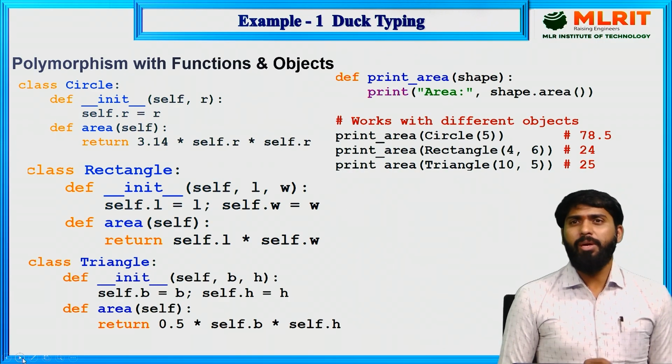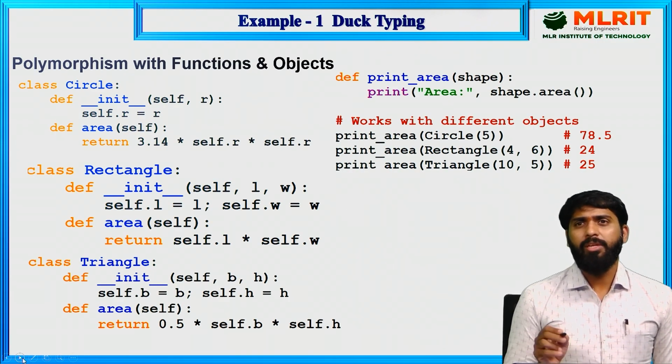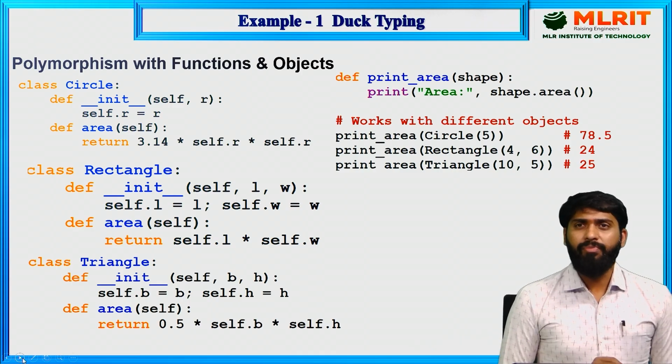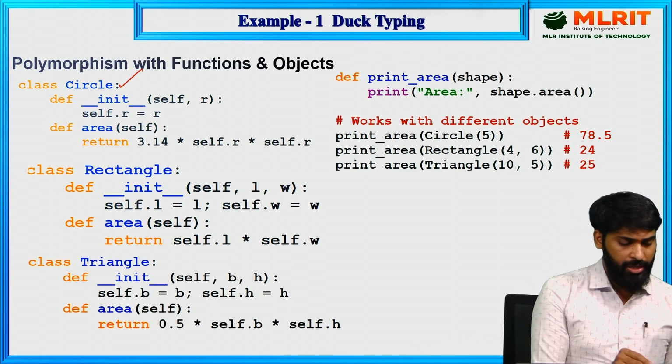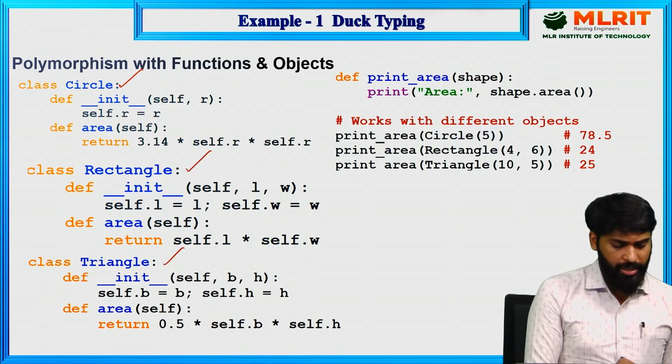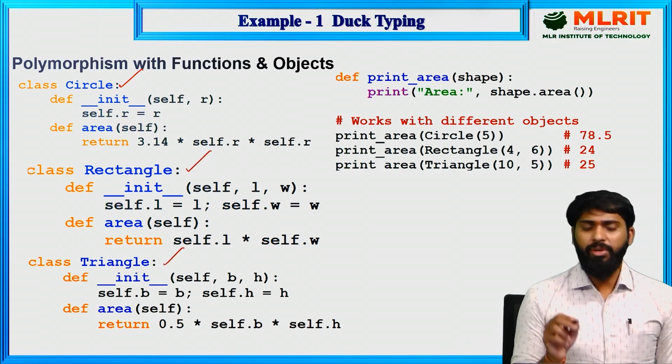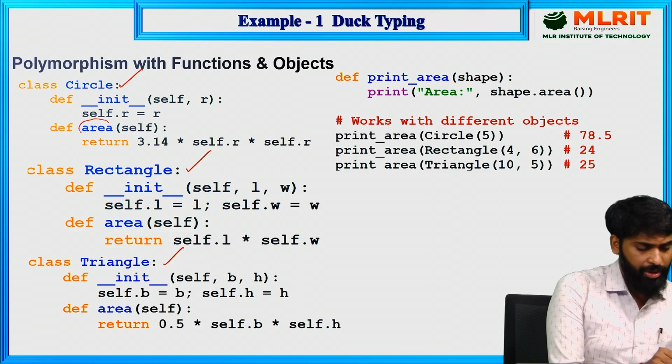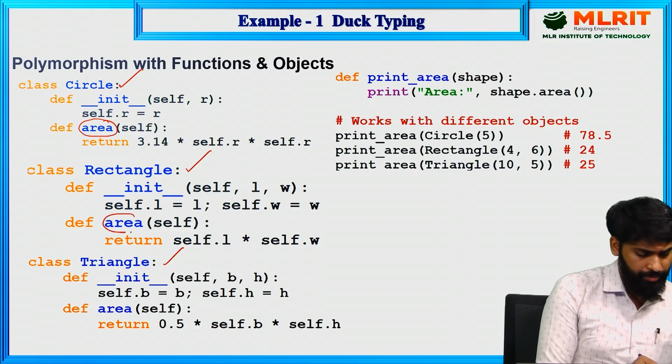So this is the example for duck typing. That means we define the same function name in different classes. One is circle, second one is rectangle, third one is triangle. If you observe, in all the classes the function name is area. So this we call polymorphism.